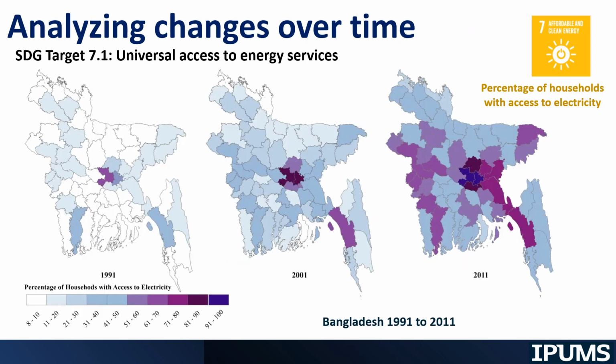The next map shows how we analyze changes over time and show the percentage of households with access to electricity in Bangladesh and how it improved from the year 1991 to 2011. And this visualization was only possible because you had the maps to show it. You could show it with your data, but the maps are always a better thing to portray.